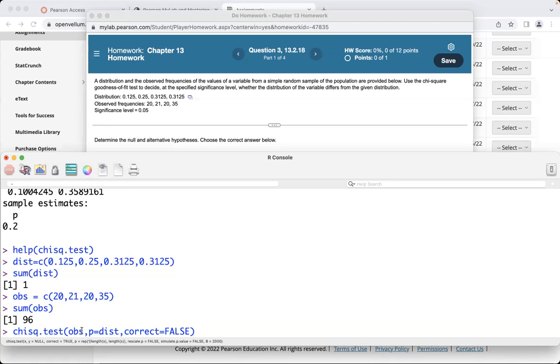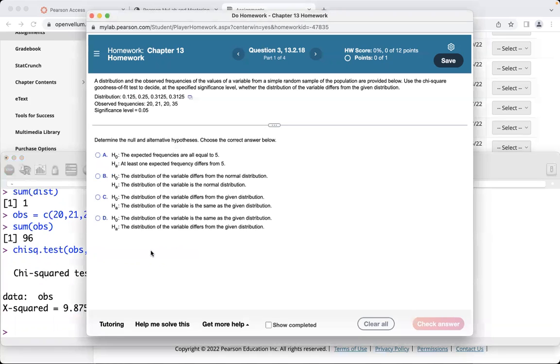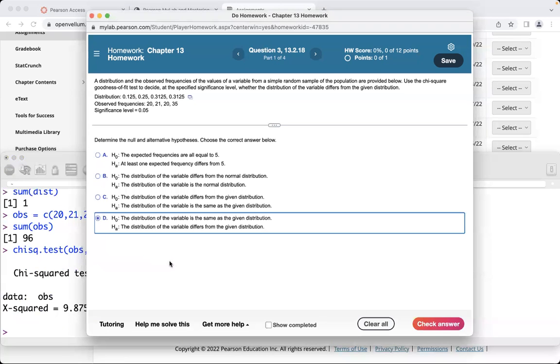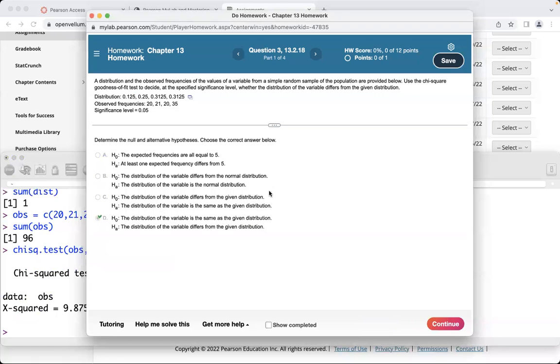And then this is our test. This is going to give us our chi-squared value and our P value, and we can see how to interpret this from there. The null hypothesis is that nothing interesting happens, that everything is as it should be, the data fits the model. So the distribution is the same as the given distribution, and that's going to be our null and alternative hypothesis for the goodness of fit test. Not too much to do there.